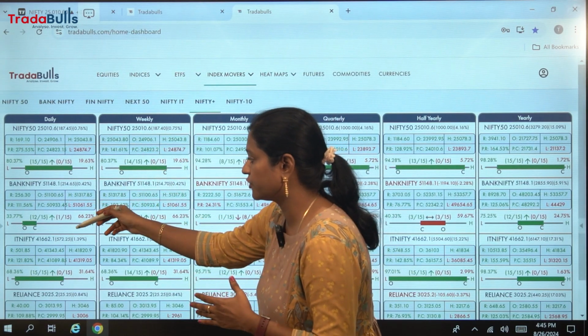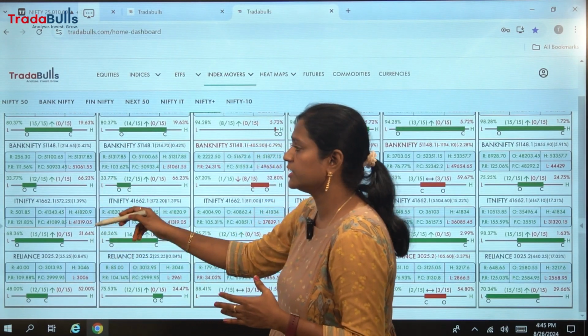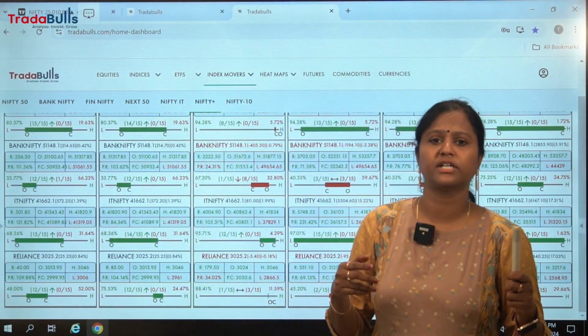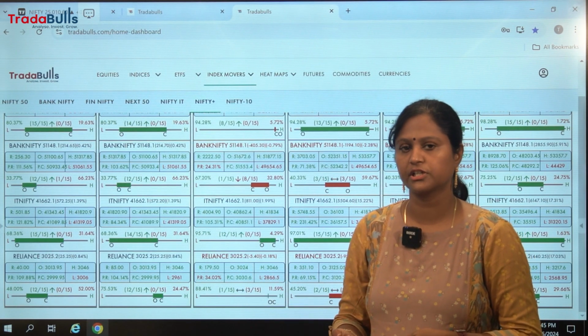For Bank Nifty also it's going in an upward direction. For IT Nifty is also going in an upward direction. So it's giving you a quick glance. You need not go to other sections. You can directly come here, check in this particular section, and you can take a decision accordingly.